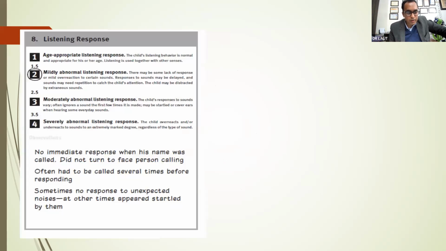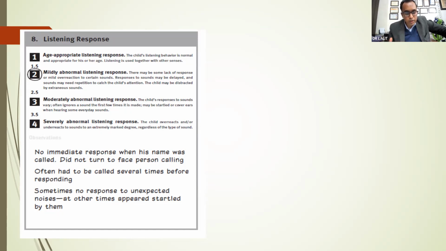Again, in this category, we see what the observations were. No immediate response when his name was called. That means there was no response to call name, which is a very important hallmark when we look for early signs of autism or red flag signs. He did not turn to face the person calling, so no turning of the head towards the person when the name was called. He often had to be called several times before responding. So we need to give a continuous and repeated stimulus to gain his attention.